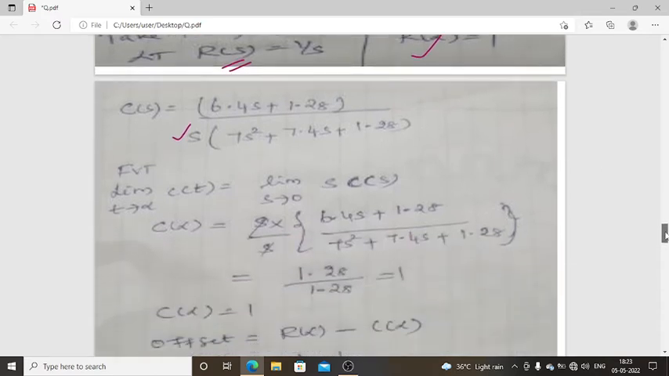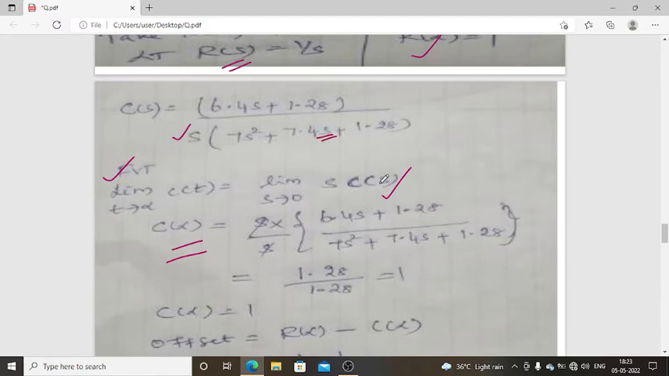But we want C of infinity, right? So we know the final value theorem: limit t tending to infinity, C of t is equal to limit s tending to 0, s into C of s. So here, first one, C of infinity. C of t with t tending to infinity on the left hand side is C of infinity, right hand side s into C of s. Already we have the C of s expression here.